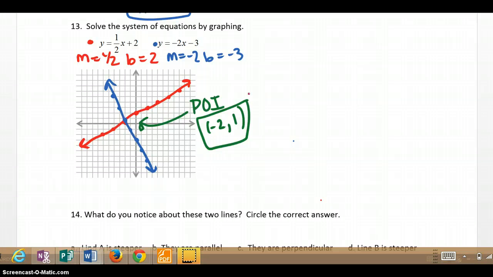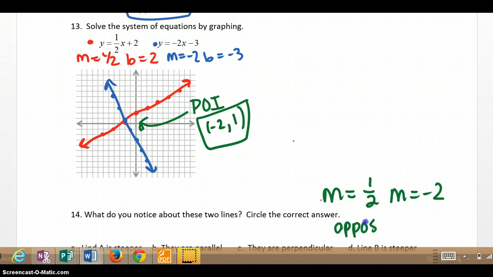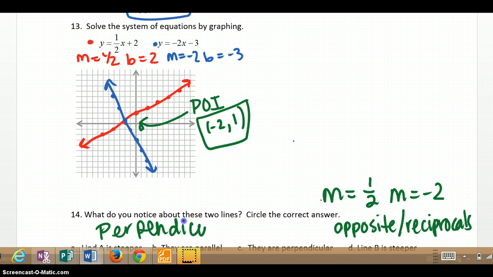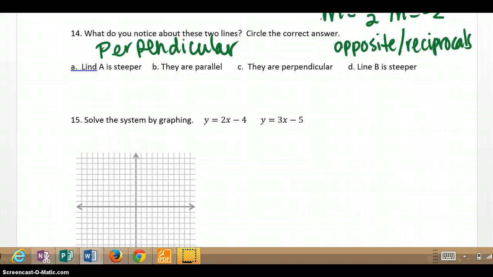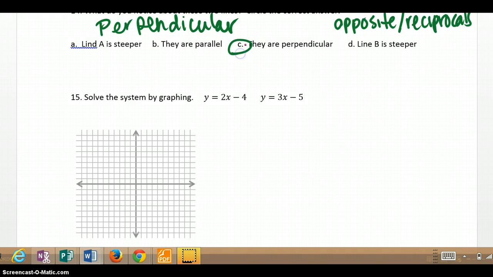For number 14, it says, what do you notice about these two lines? We can look at their slopes. Our slopes are 1/2 and -2. Our slopes are opposite reciprocals. So the lines are perpendicular. And when I scroll down, the answer will be C.